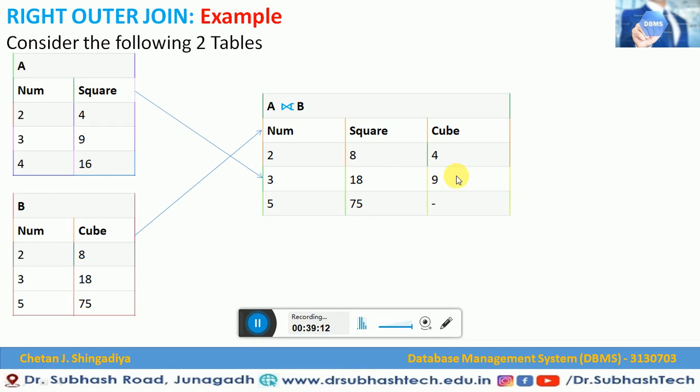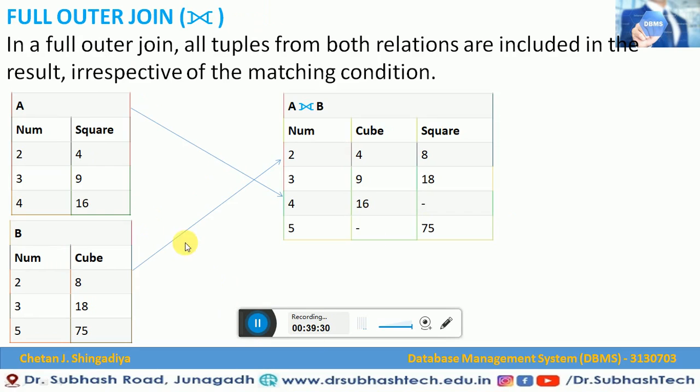Here you can see there are two matching tuples, from 2 and 3, so we have written 4 and 9. Here you can see that the fifth record is not matching, so that will be represented by a dash value. So this is a simple understanding of right outer join in relational algebra.